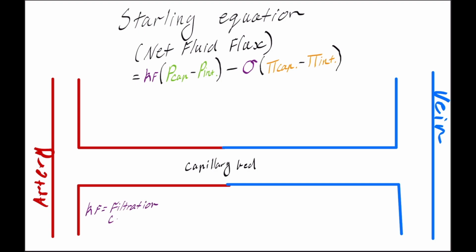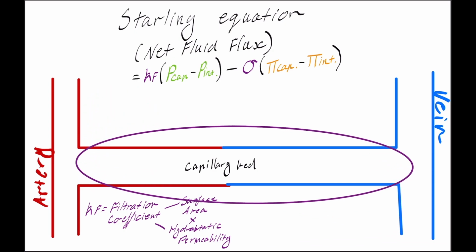So let's break this down further and talk about the filtration coefficient. The filtration coefficient is quite complex, but it essentially is surface area times the hydrostatic permeability. In the capillary bed, you have a high surface area, and the more surface area there is, the more fluid will be able to move outside of the capillary or into the capillary, depending on which way the equation goes. Physiologically, if you think about your kidneys, if you have a nephrectomy, your surface area for glomerular filtration, where you can apply this to the capillary beds in the glomerulus, is halved.